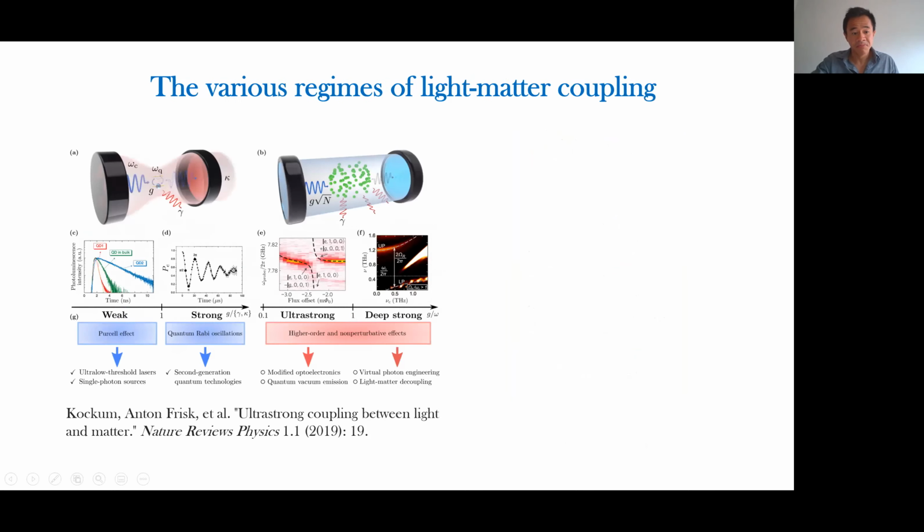Okay, so this is a sizable fraction of the optical gap, and we're in the ultra strong coupling regime. This is a review that was written not by me, but by others in the community, of the different versions of light matter coupling: weak, strong, ultra strong, and deep strong light matter coupling, that most of you are familiar with.